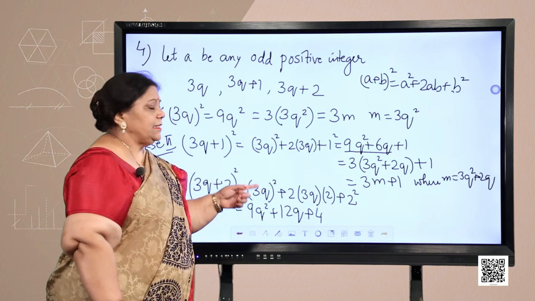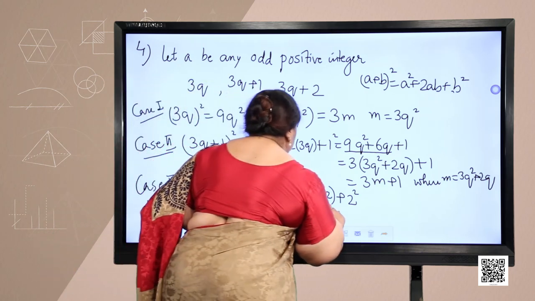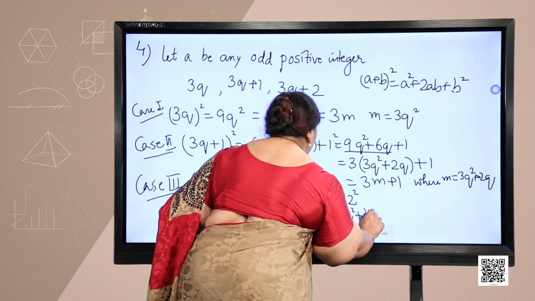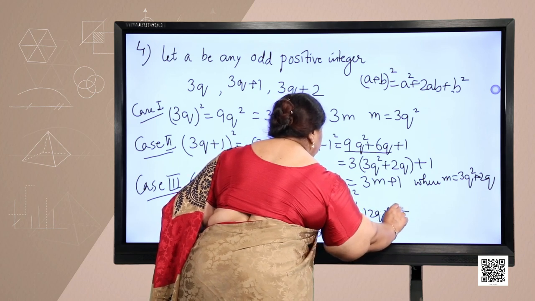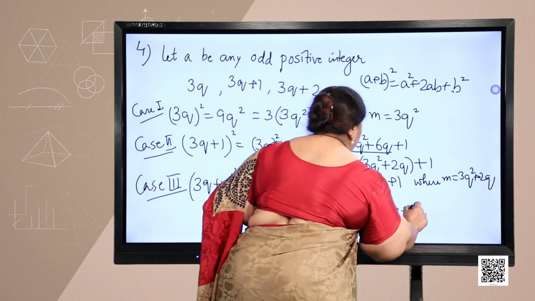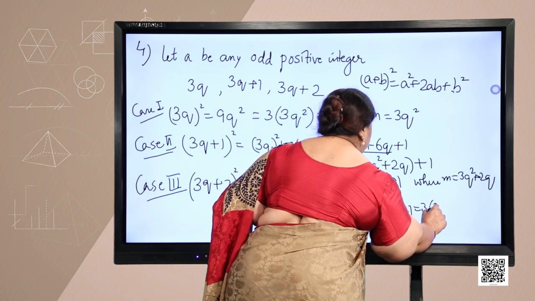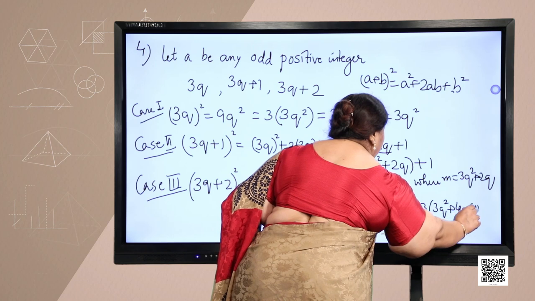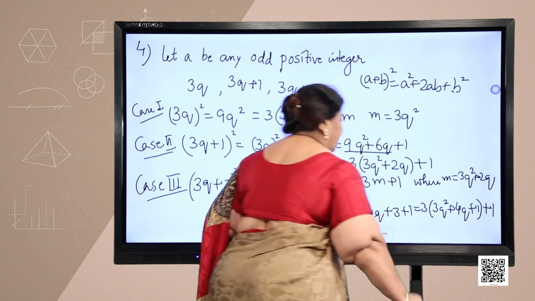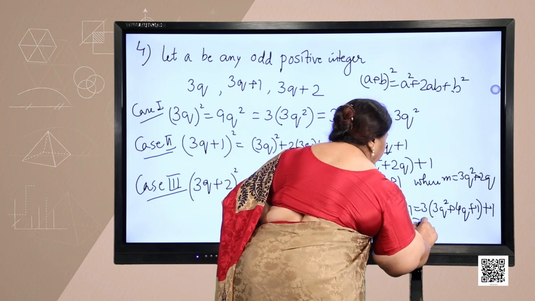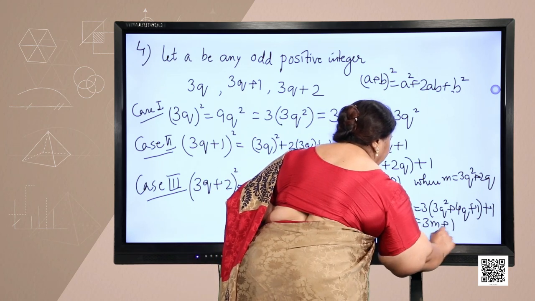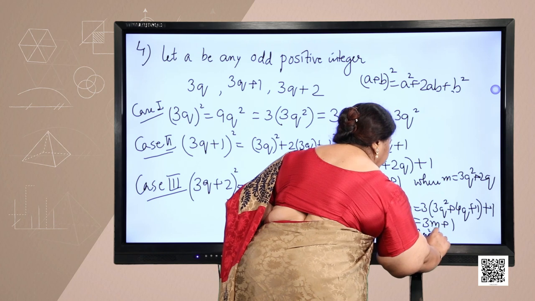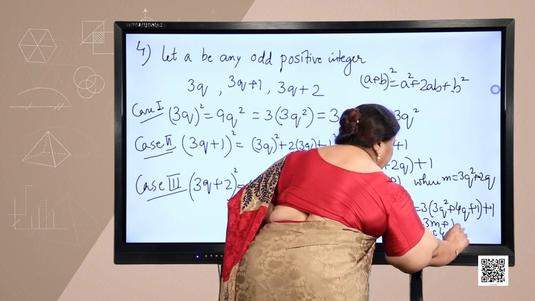So, I will split this as 3 plus 1 and I can express this as 9q square plus 12q plus 3 plus 1. If I take 3 common now, I can write it as 3q square plus 4q plus 1, and plus 1 is again giving us 3m plus 1 form. 3m plus 1, where m is equal to 3q square plus 4q plus 1.